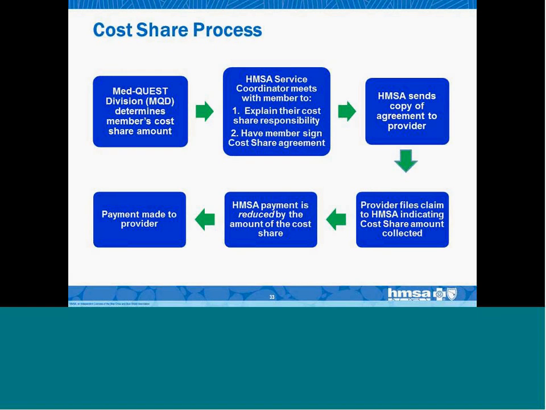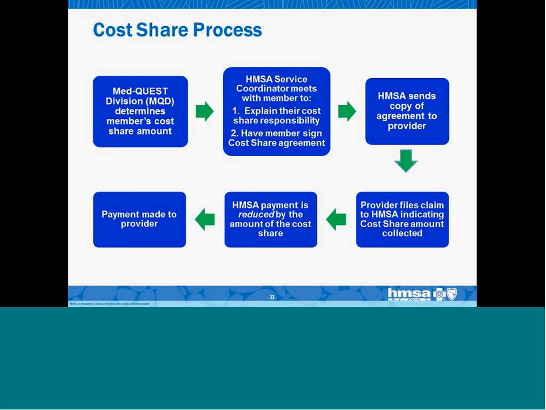Here we have an overview of the cost share process. The amount of the patient's cost share is determined by the state. HMSA service coordinator then meets with the member or their representative to explain their cost share and their obligation to pay this amount each month. They also have the member sign a cost share agreement. HMSA then sends a copy of the agreement to the provider who will be collecting the cost share.